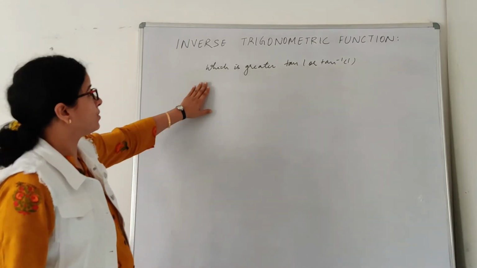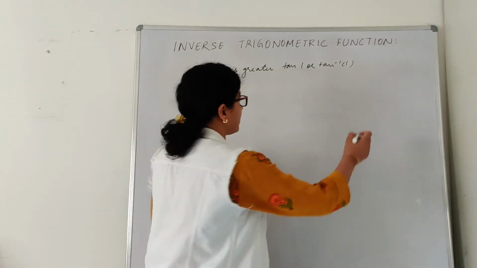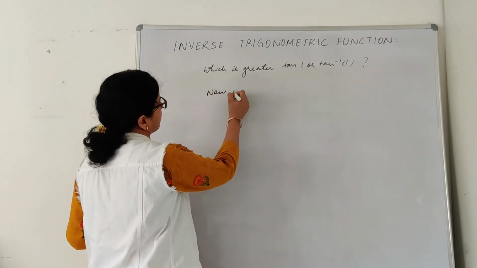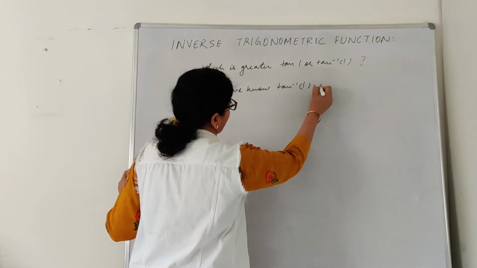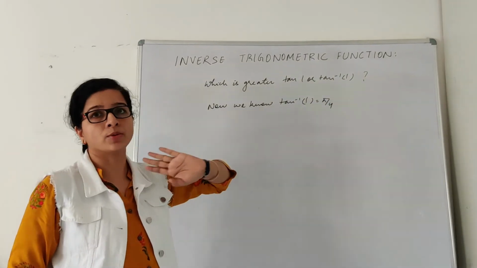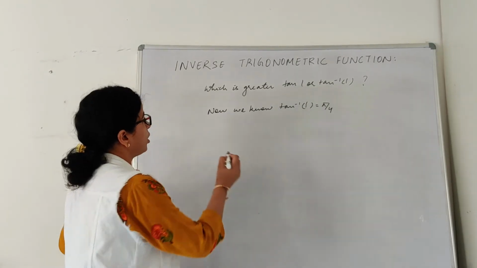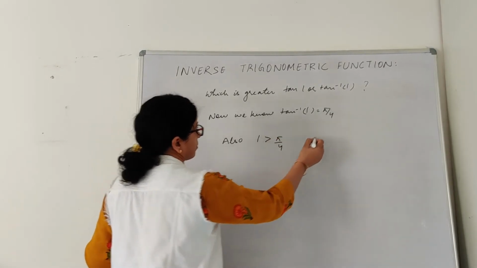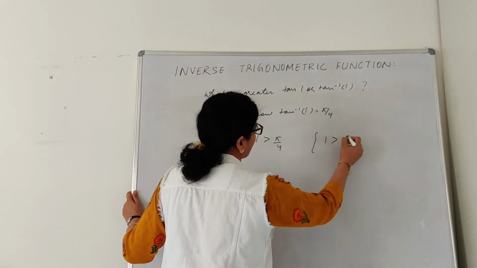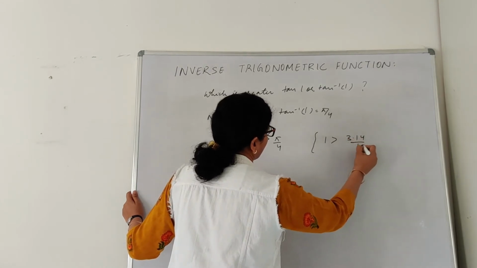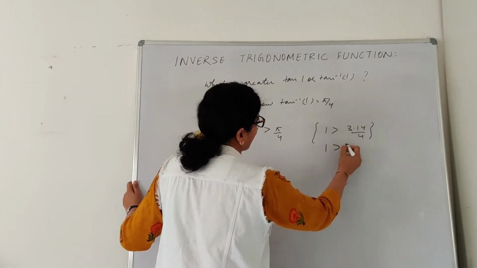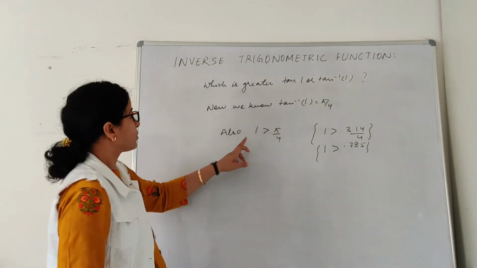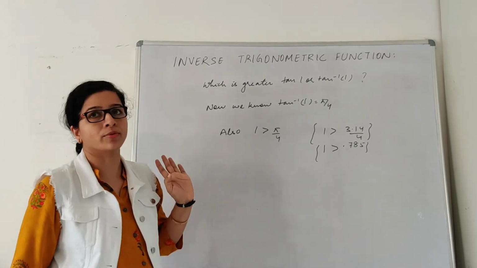Now see, this is a question: which is greater, tan 1 or tan inverse 1? Okay, so now we know tan inverse 1 equals pi by 4, right? By the principal branch, tan inverse 1 will be equal to pi by 4. Also, 1 is greater than pi by 4. Why? See, 1 greater than, what is the value of pi? 3.14 upon 4, right? So 1 is greater than what you will get when you divide this, so 1 is greater than 0.785. So 1 is greater than pi by 4, right?